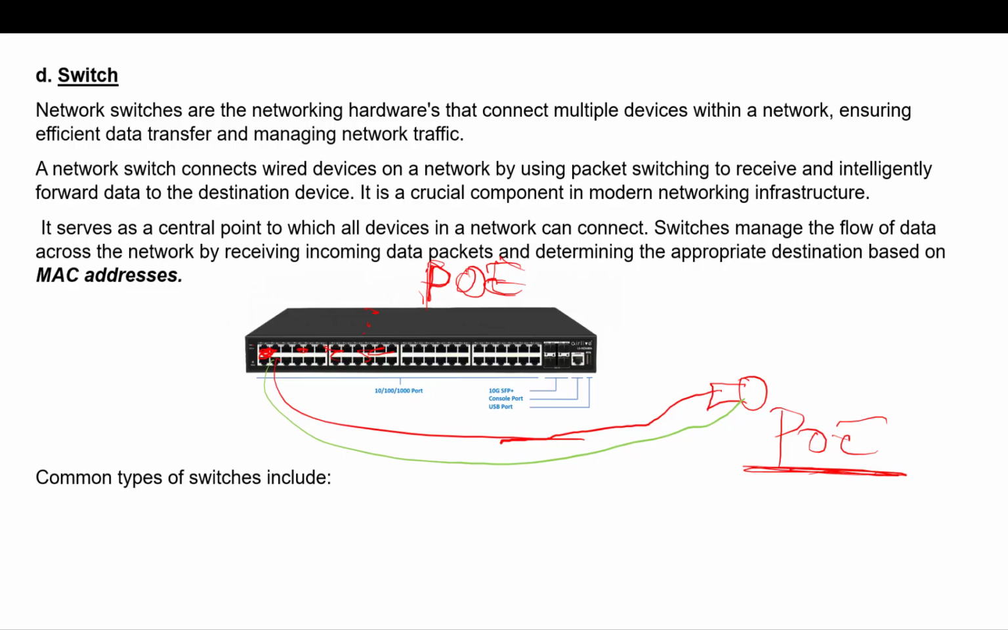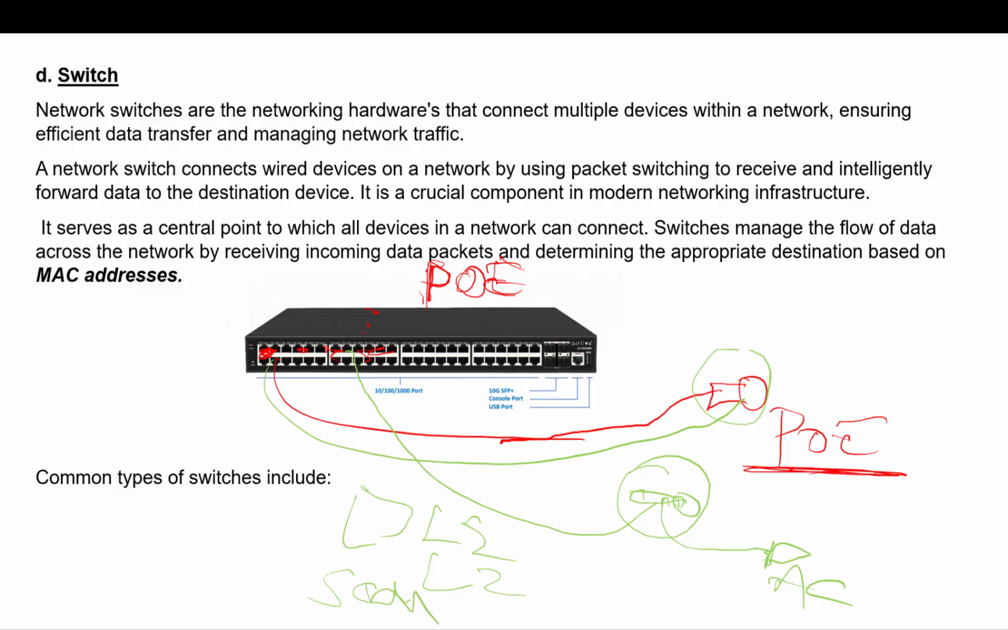So with this switch and a power over Ethernet camera, you don't need adapters. With normal cameras, you need an adapter first. You plug in the current, then you need another cable for the network port. You can use any normal switch, like a layer 2 switch, layer 3 switch, or smart switch. So that is the PoE switch.